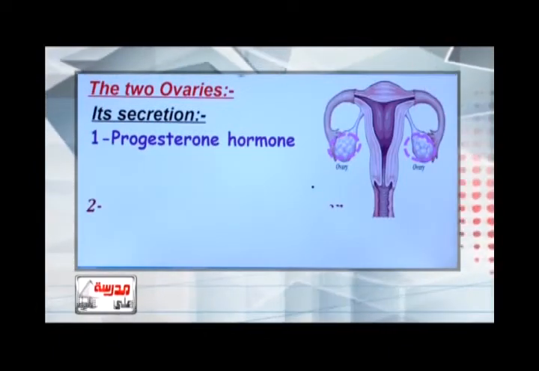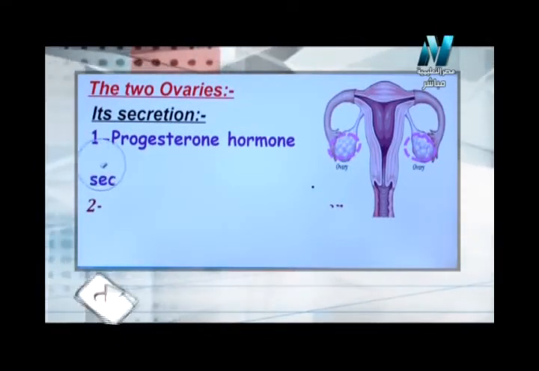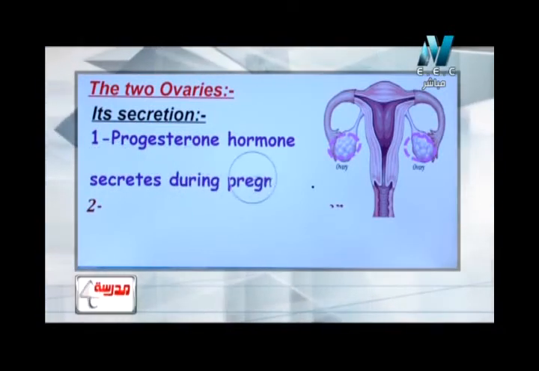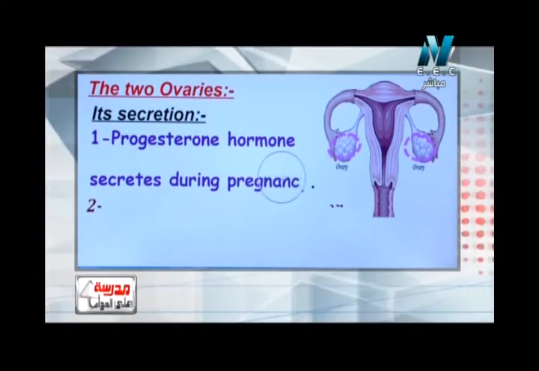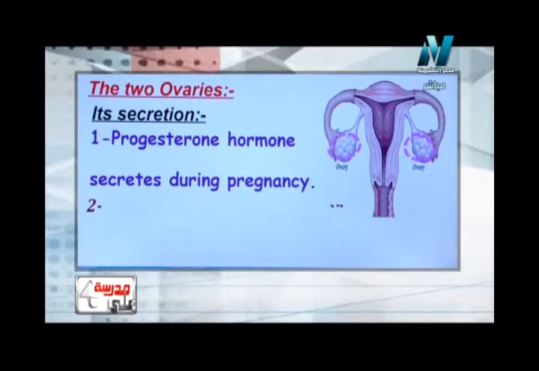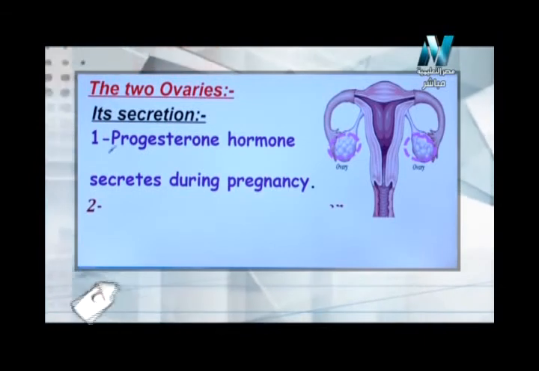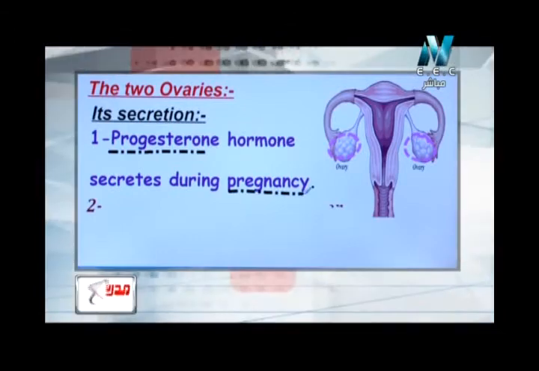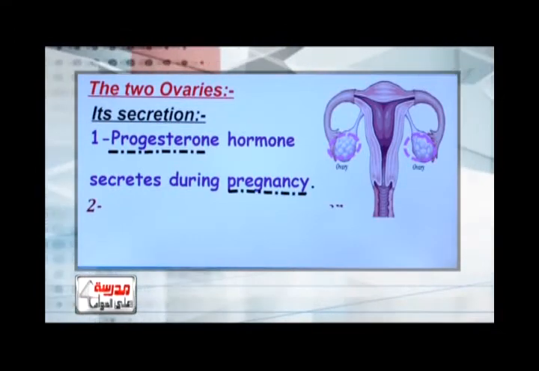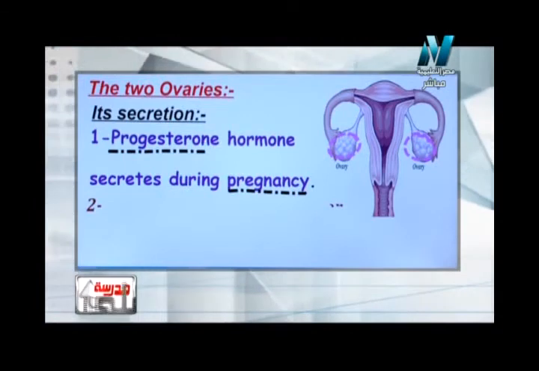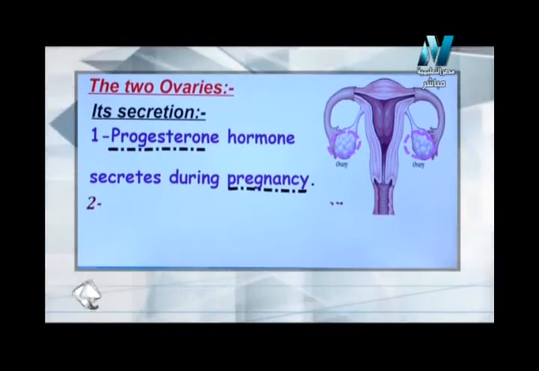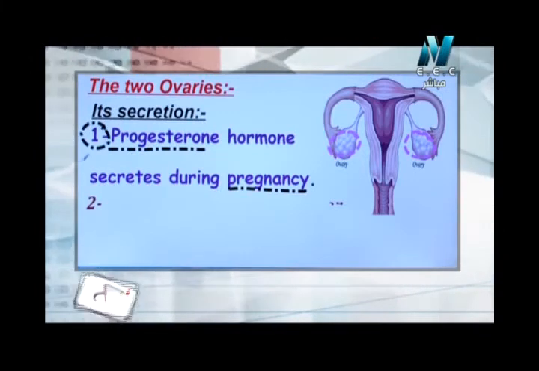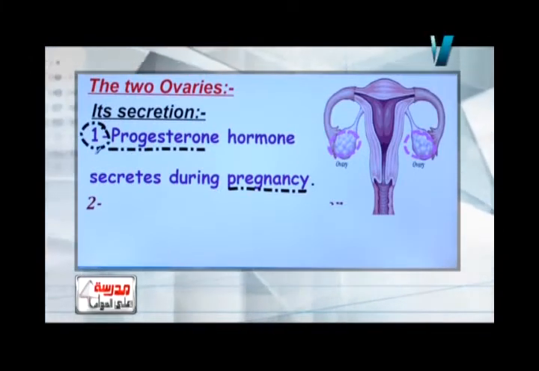So progesterone hormone is secreted during pregnancy. During pregnancy, it causes growth of the uterus membrane, so that the uterus is more stable for the pregnancy, during the period of pregnancy.